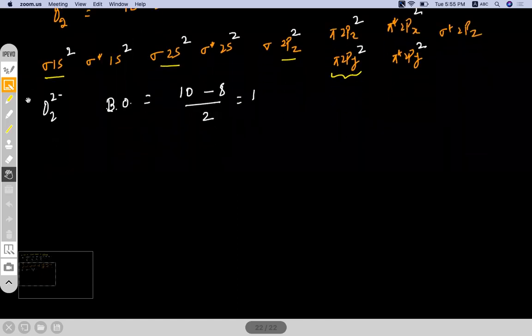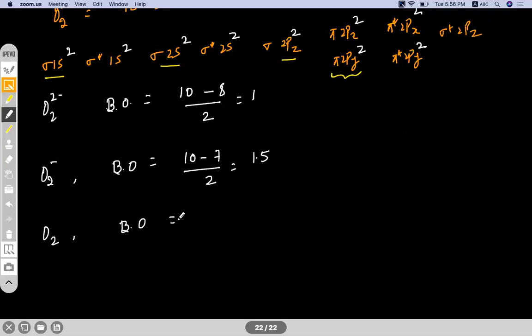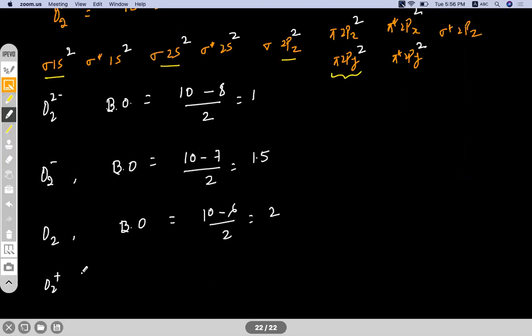Now, similarly, O2 minus means it has one electron fewer, right? It means it has 17 electrons. So one electron comes out from the antibonding orbital. Then it would be 10 minus 7 divided by 2, that is 1.5. Again, O2 has 16 electrons, so the bond order is 10 minus 6 divided by 2, that is 2, and O2 plus has 15 electrons. So the bond order is 10 minus 5 divided by 2, that is 2.5.